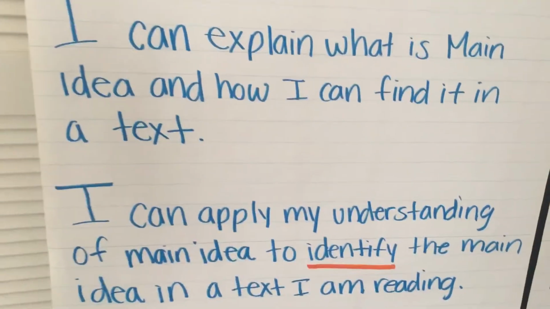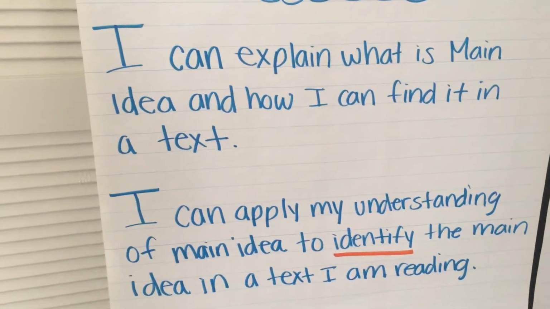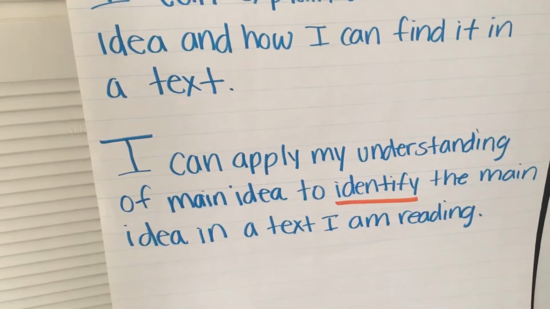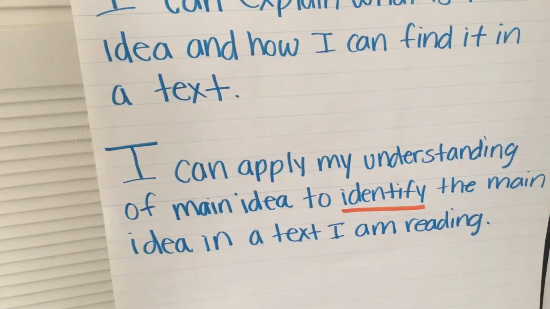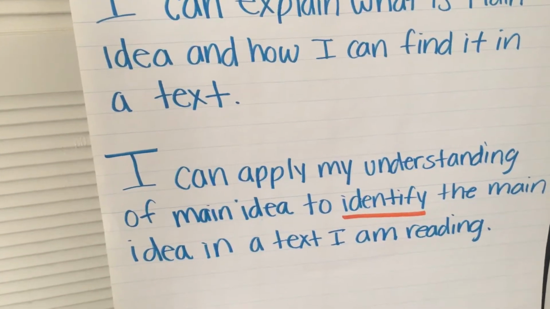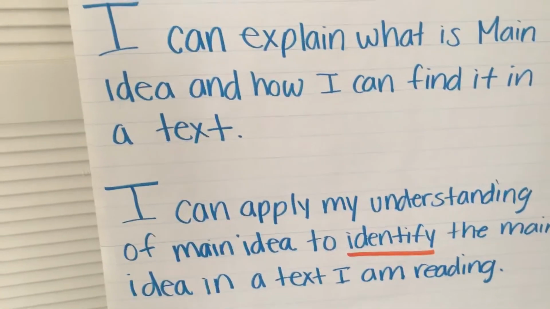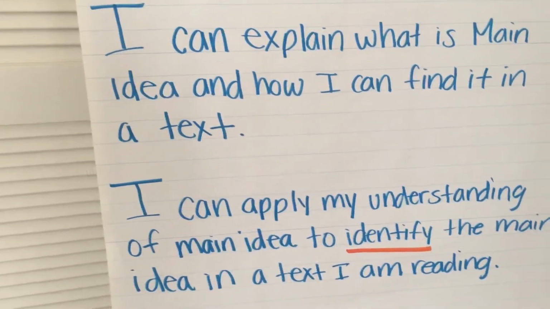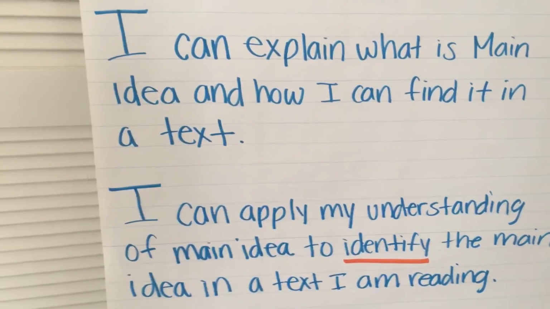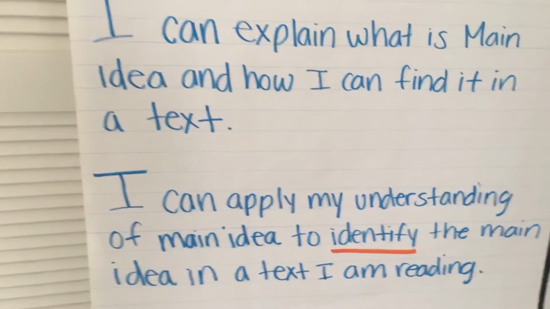Now, let's read it all together. We have two objectives for today. I can explain what is main idea and how I can find it in a text. And then I can apply my understanding of main idea to identify the main idea in a text that I am reading. Remember that key word, identify. That is going to be our goal and our main objective for the day, to identify the main idea in a text that you are reading. And I'm going to show you how that's going to look in just a few moments.